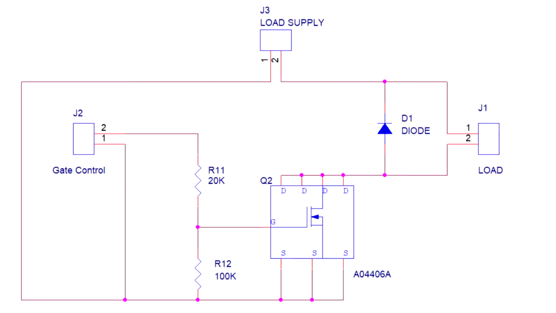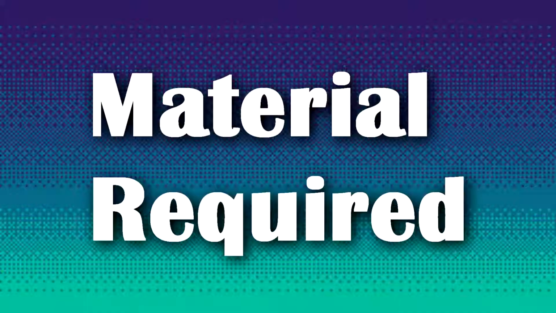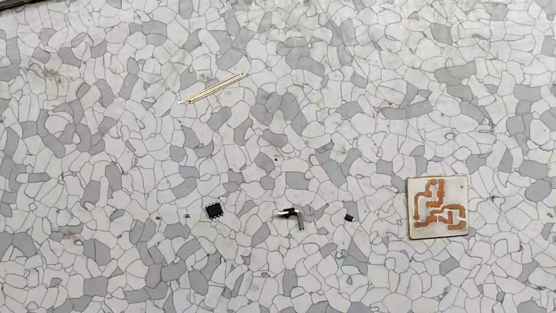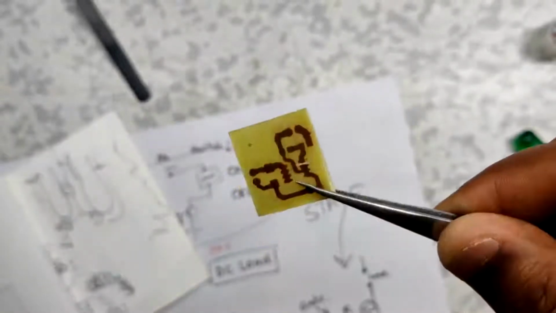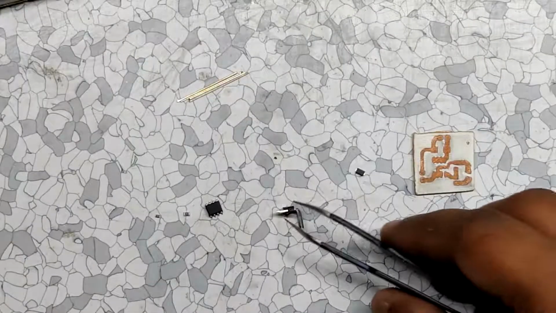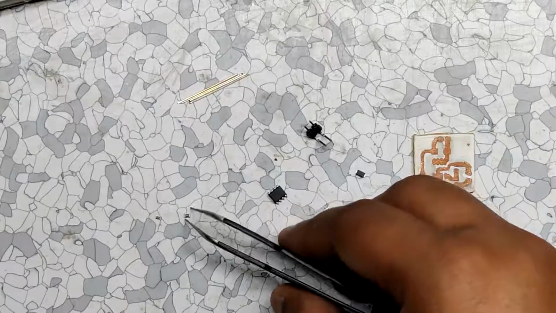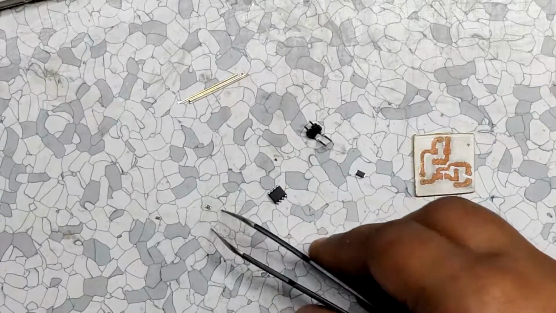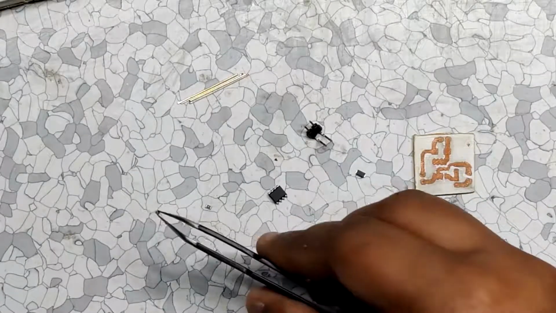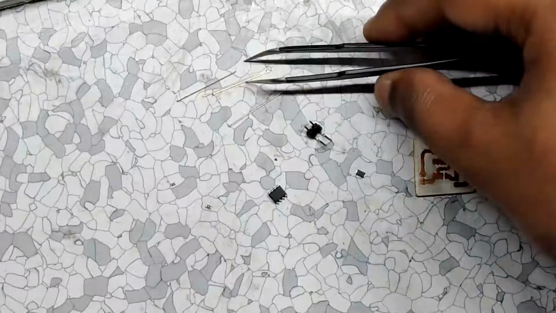Here's the main circuit diagram of this project. These are the things that I'll be using in this build: custom etched PCB, a 1N4007 diode, Con2 header pin, A04406A MOSFET IC, 100 kilo ohm resistance, 20 kilo ohm resistance, and these silver copper wires.